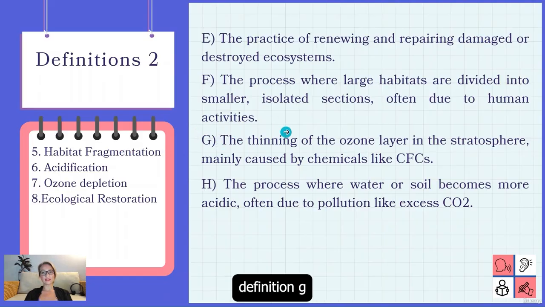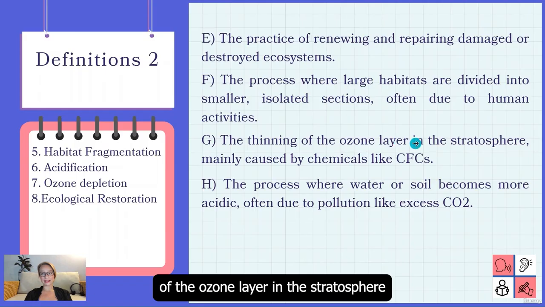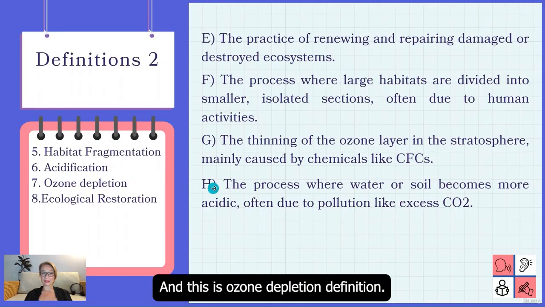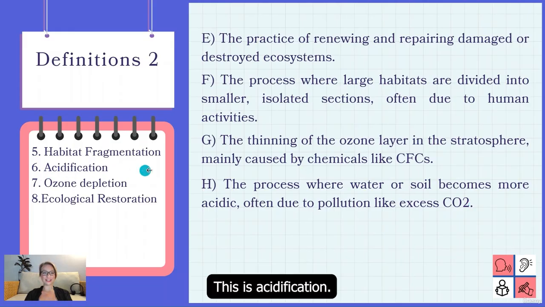Definition G, the thinning of the ozone layer in the stratosphere, mainly caused by chemicals like CFCs. Okay, and this is ozone depletion. Definition H, the process where water or soil becomes more acidic, often due to pollution like excess CO2. This is acidification.